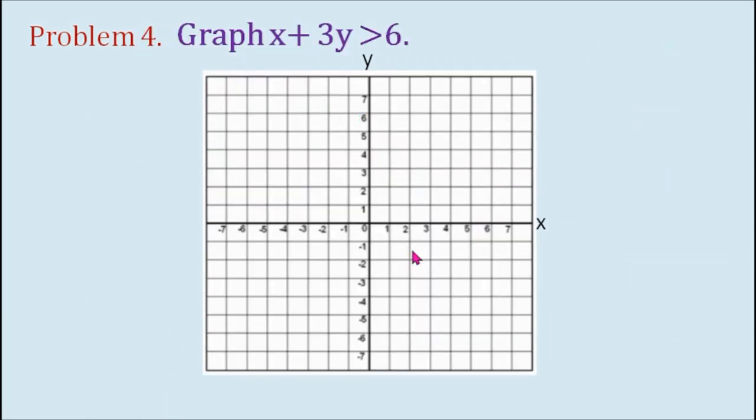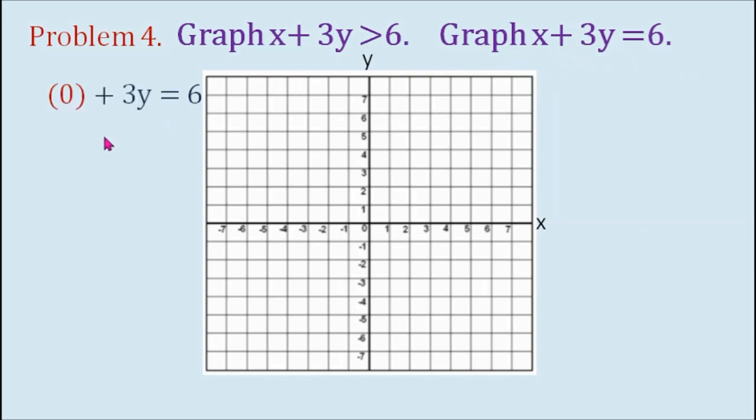Example number 4. Graph x plus 3y is greater than 6. Again, we are going to change this inequality sign to an equal sign and graph the line. So we are going to graph x plus 3y equals 6. Our equation is written in standard form, so we are going to use the x and the y intercepts. So when x is 0, that is 0 plus 3y equals 6. So this is 0 anyway.